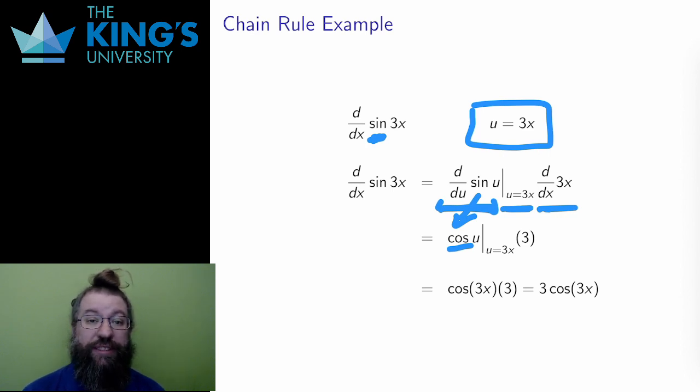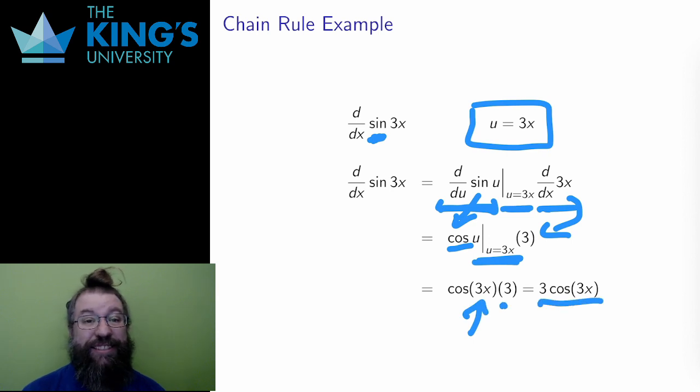The derivative of the inside 3x is just 3. Then I do the evaluation, replacing u with 3x to get cos 3x times 3. Again, it is conventional to write the cosine second in this kind of product, so I'll switch the order of multiplication and write this as 3 cos 3x.